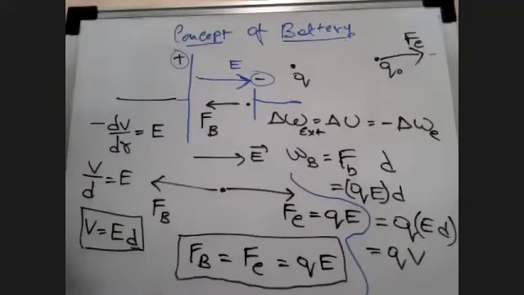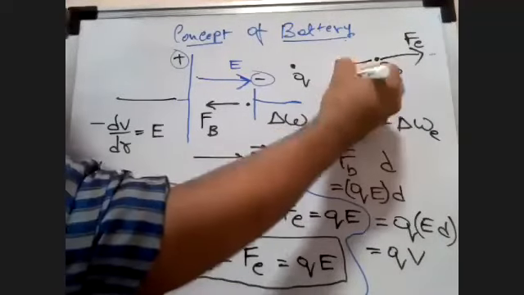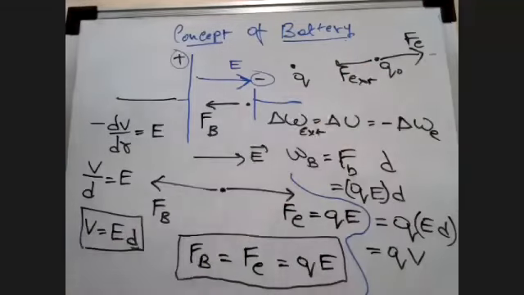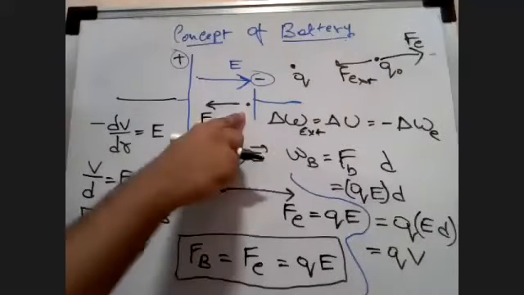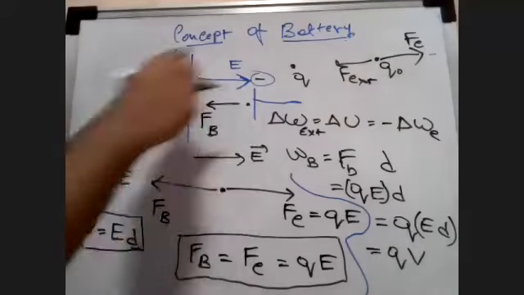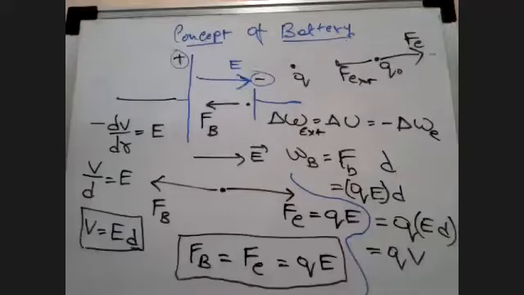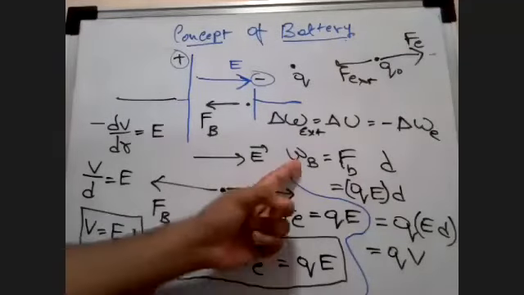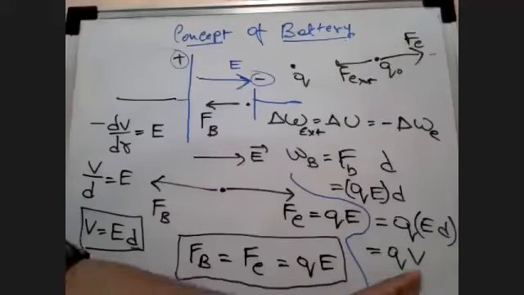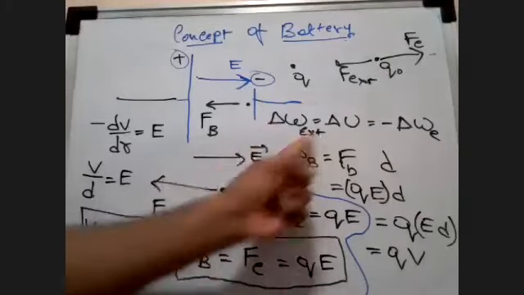But the force applied by someone like me in bringing these two charges together can be called the external force, F external. So that is the same concept in this battery. If I am considering a positive charge, the work done by the battery against the electric field is simply Q times V, and this work done by the battery is basically the external work done.